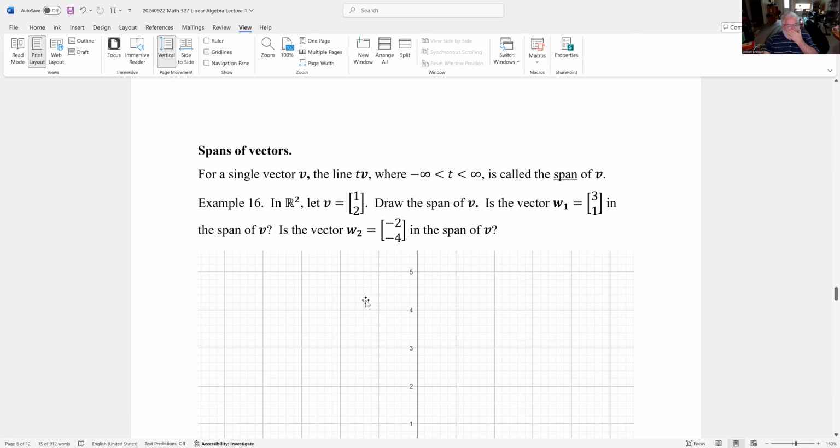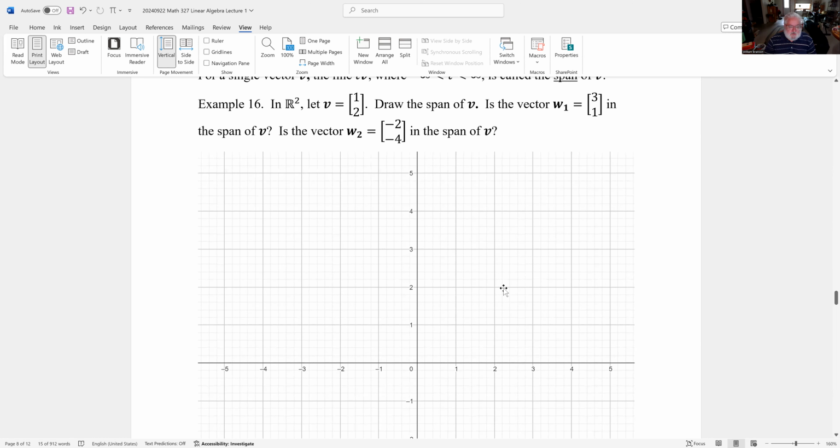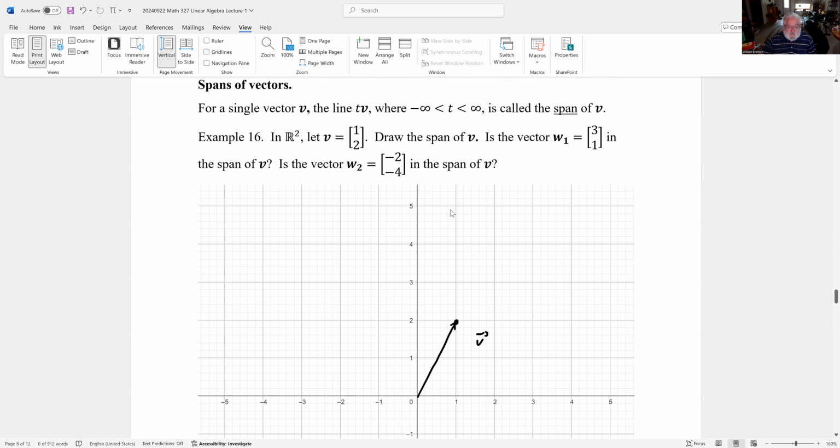So what's a span of a vector? If you have a single vector v, the line t times v is called the span of it. So if v is 1, 2, there's my vector v. What's the span of v? Well, the span of v is all multiples of v when you multiply by any real number.